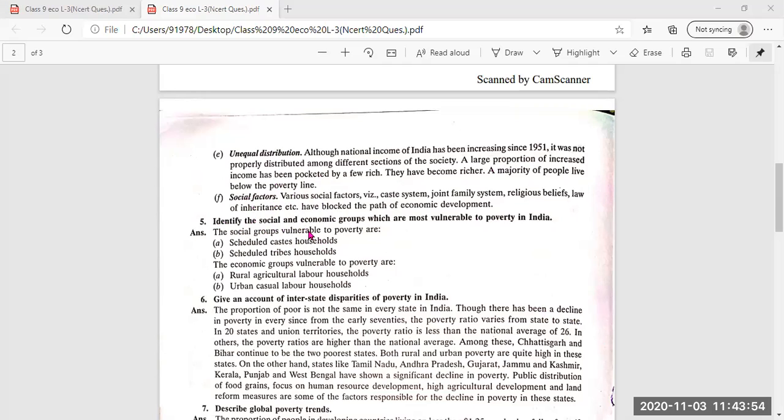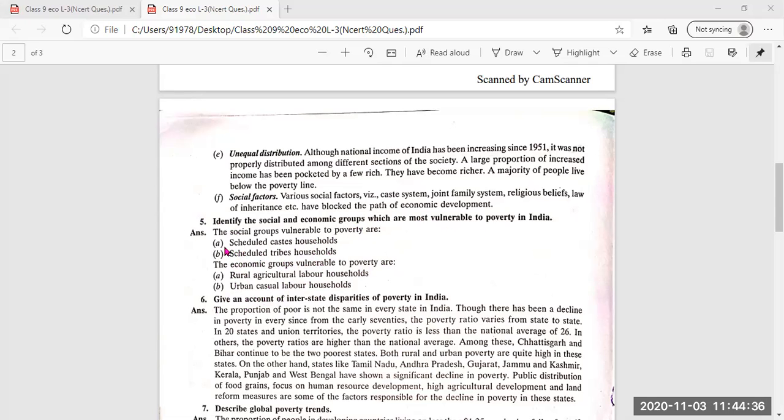Now, identify the social and economic groups which are most vulnerable to poverty in India. The social and economic groups are: first, scheduled caste households, SC in short. Then scheduled tribes, the tribal people, they are also most vulnerable, meaning in the near future they can come under poverty. Then the economic groups are rural agricultural laborer households and urban casual laborer households.